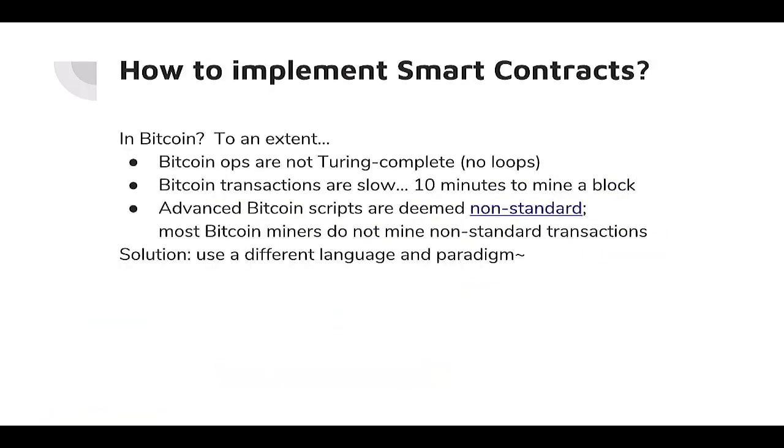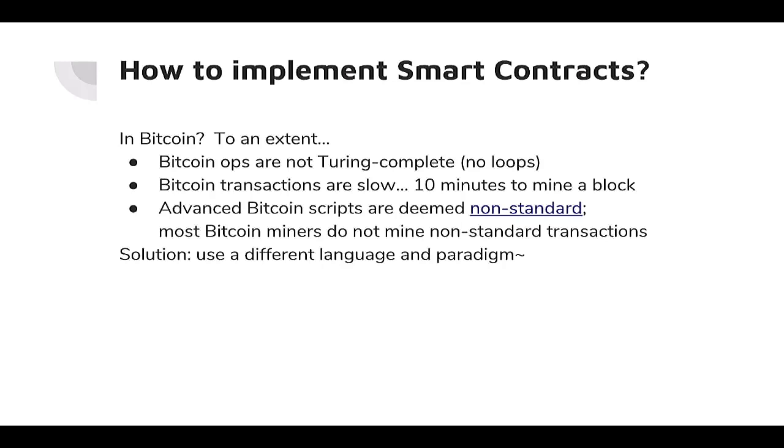Okay, so how can we implement smart contracts? Well, from last week, you've learned all about the blockchain behind Bitcoin, and there is some logic that we can use Bitcoin for. So to an extent, you can do some smart contracts using the Bitcoin operations, but not all the way, because we know that the Bitcoin operations are not Turing complete. There's no way to use loops. If your application somehow requires loops, then you're out of luck with Bitcoin.